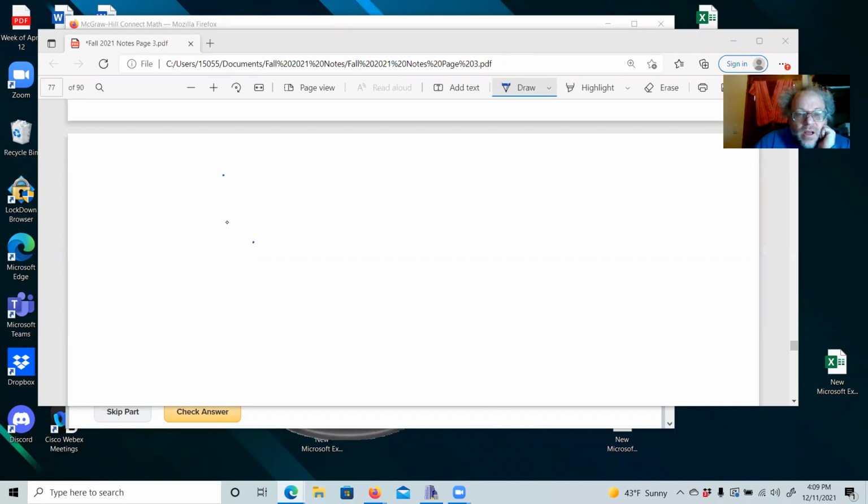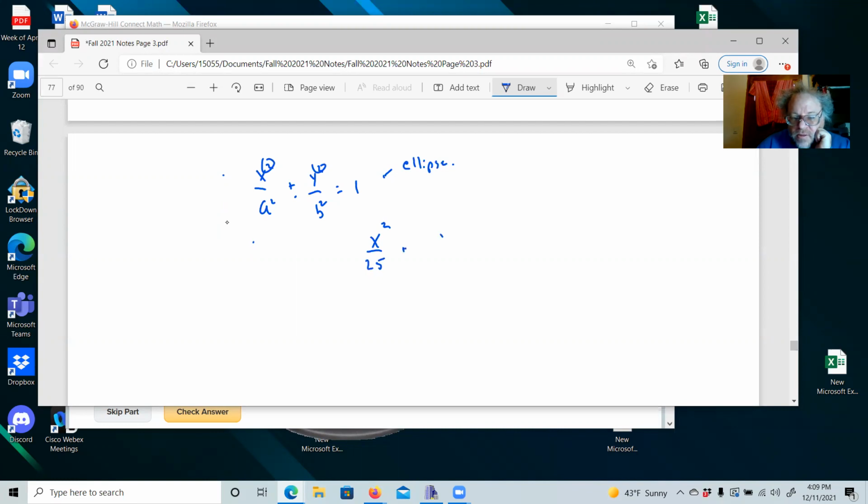So we have x squared over a squared plus y squared over b squared is equal to 1. Because there's a plus here, and both of the exponents are positive, or 2's rather, this is the equation of an ellipse, all right? So an example might be something like x squared over 25 plus y squared over 9 equals 1.